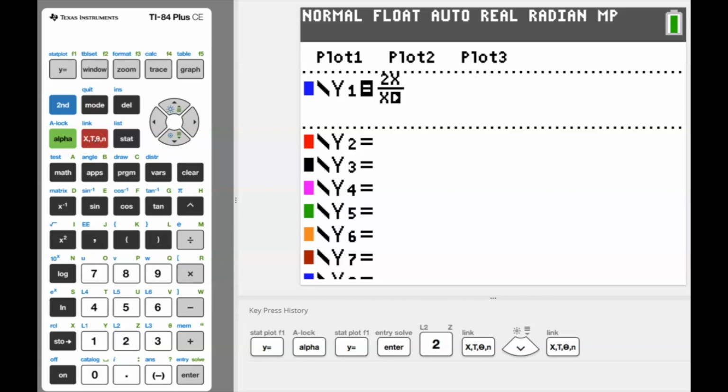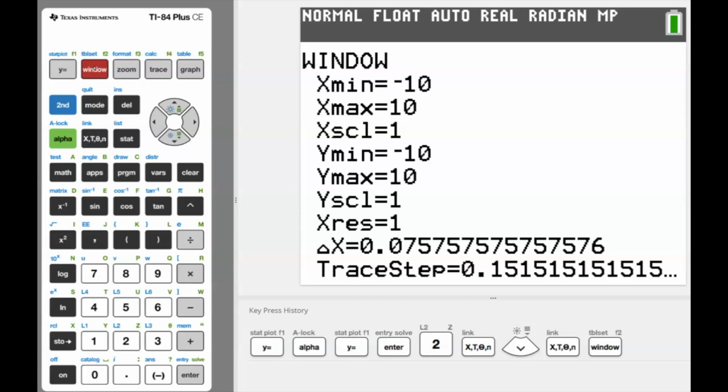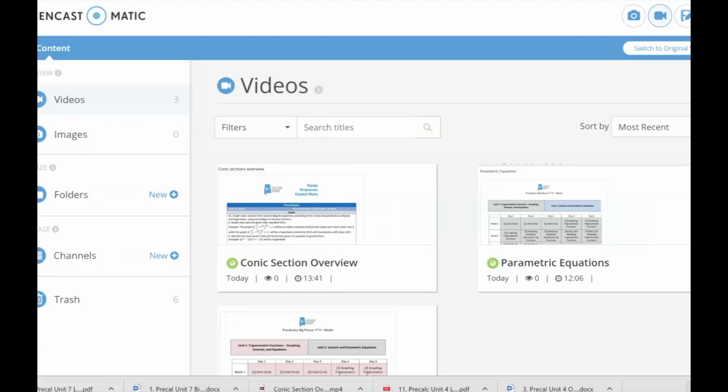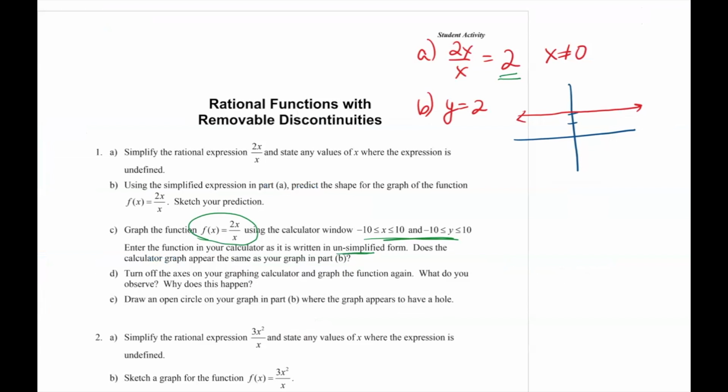I'm going to check my window and make sure it's good. And it is. Then I'm going to hit graph. When I do, this graph looks very much like the graph of the one that I just did. So now let's go on to part D. I'm going to put yes right there because it does look like that.